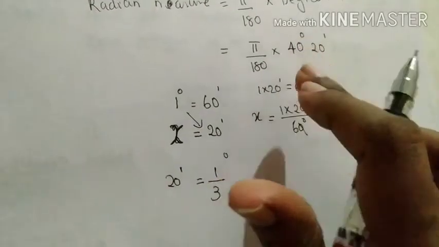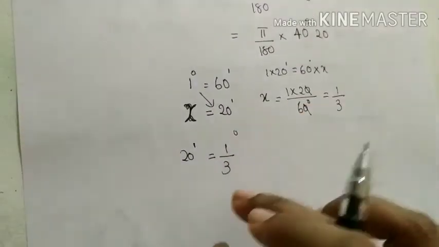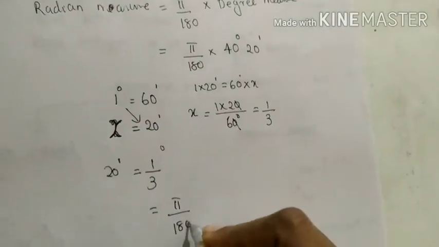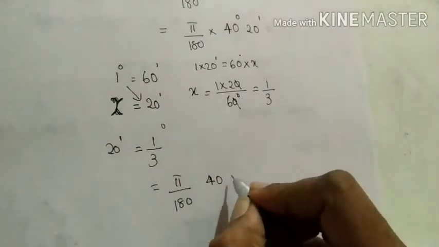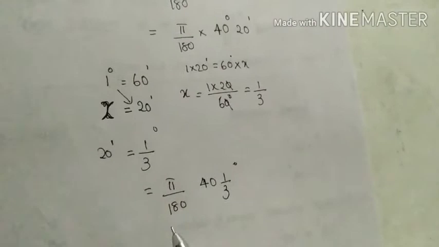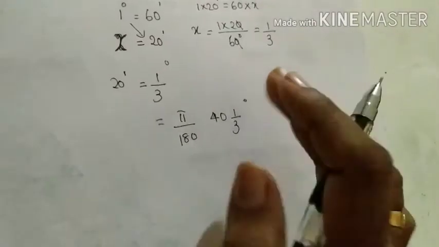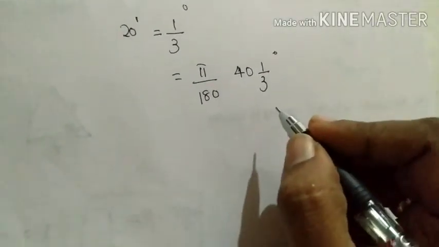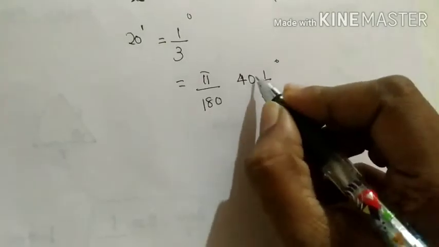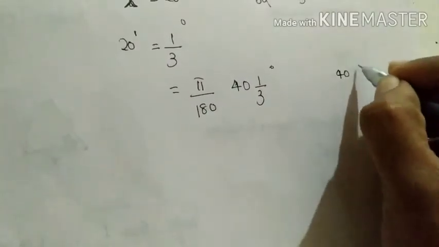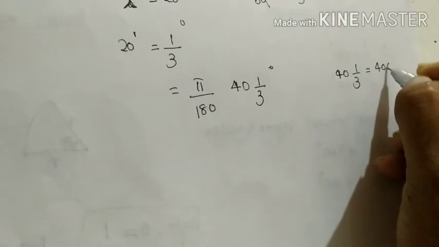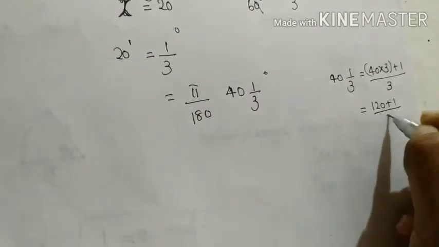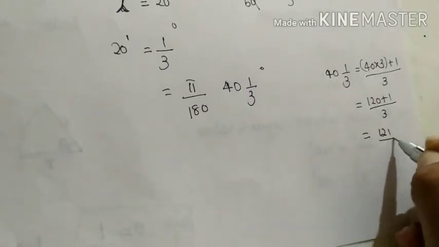Okay, so next I am replacing this 20 minute with 1 by 3 degree. So I am writing here pi by 180 into 40 1 by 3 degree. So this is a mixed fraction. We need to convert it into a normal fraction. So we know how to convert it into a normal fraction: 40 into 3 plus 1 divided by 3, right? So 40 1 by 3 is equivalent to 40 into 3 plus 1 divided by 3, that is 120 plus 1 divided by 3, which is further equal to 121 by 3.